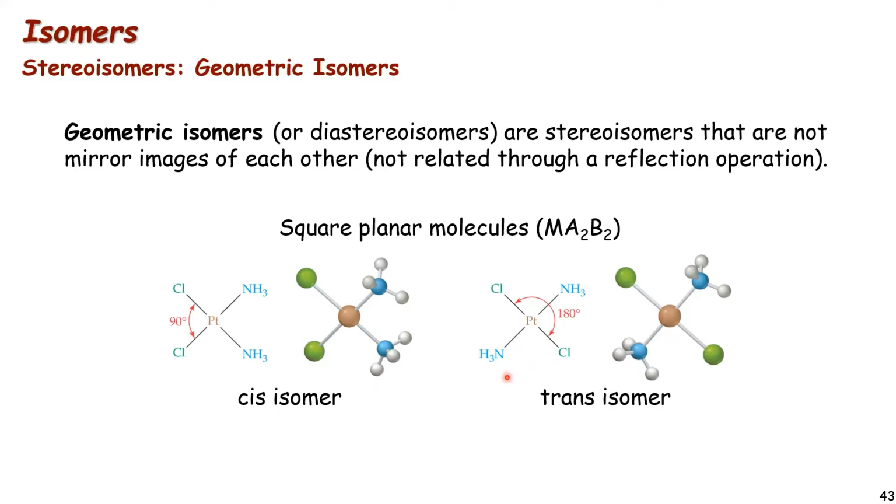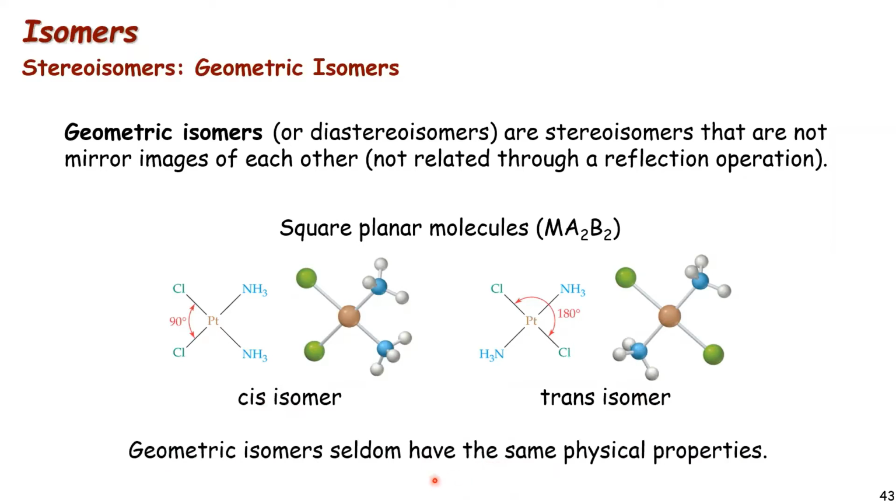Now, are they geometric isomers or optical isomers? Well, we can clearly see these are not mirror images of one another. So they must be geometric isomers. Now, if they're geometric isomers, we're going to further determine whether they are cis or trans isomers. If they are on the same side of the central atom, we're going to call them cis. And if they are on opposite sides of the central atom, we're going to call these trans.